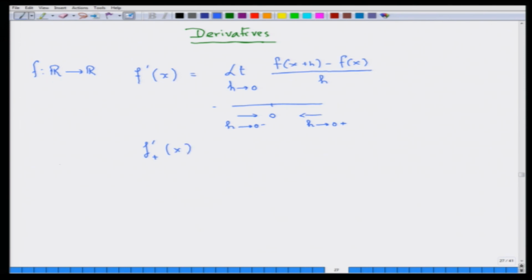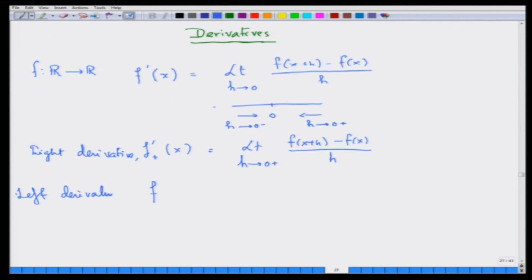So, the right derivative is h tends to 0 plus, and the left derivative is h tends to 0 minus. Our derivative exists if these two limits exist, left and right limit, and they must be equal. So, the derivative exists only under this condition, the left derivative equals the right derivative, and their common value is the value of the derivative.